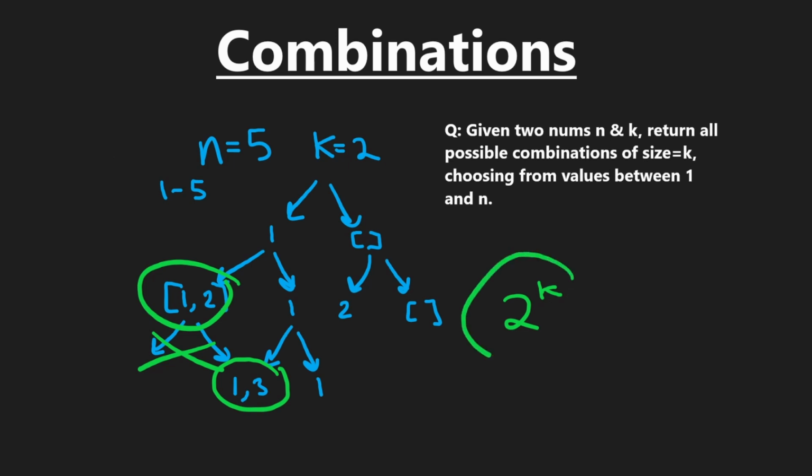So we can't say that this is the time complexity. We have to say 2 to the power of n is the time complexity. But actually, even this isn't the time complexity. This is just the size of the tree itself. So that's the size of the tree, and for each combination itself, to actually build that combination, the time complexity is k, because that's the size of each combination.